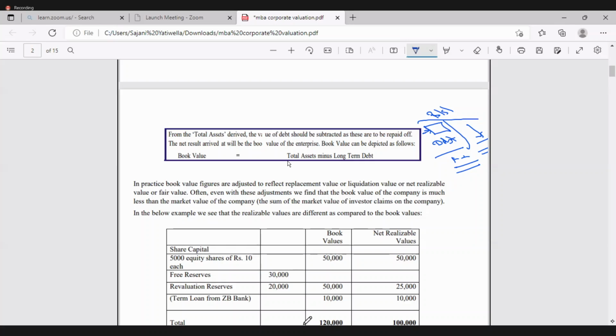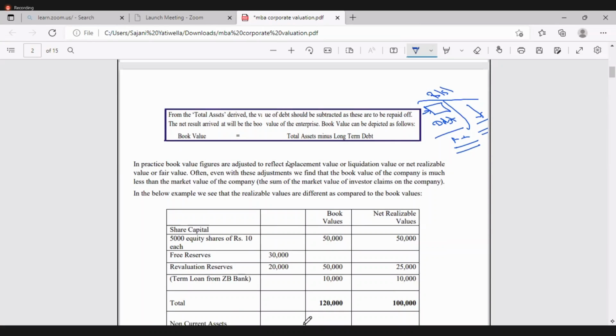Often, even after this adjustment, we find that the book value of a company is much less than the market value of the company, the sum of the market value of investor claims on the company. Practically, book value can be much less than the market value.